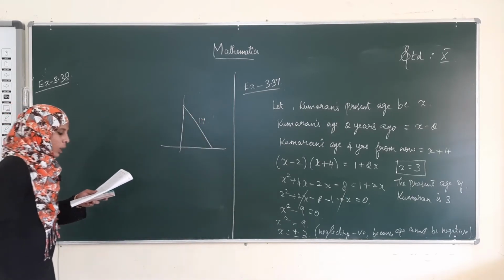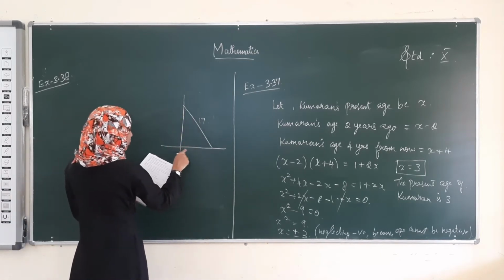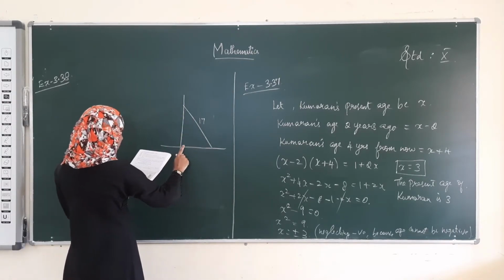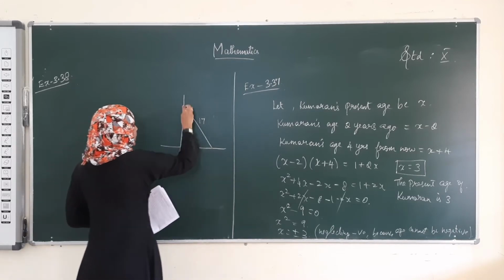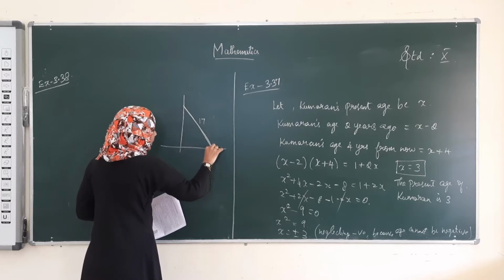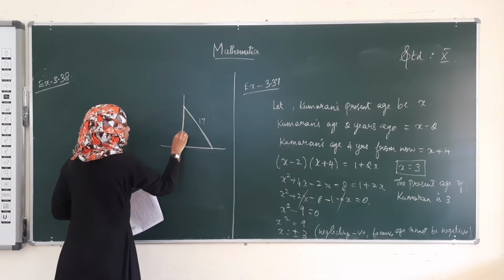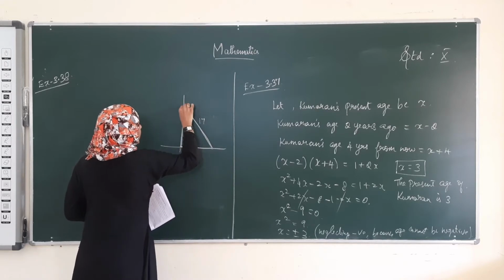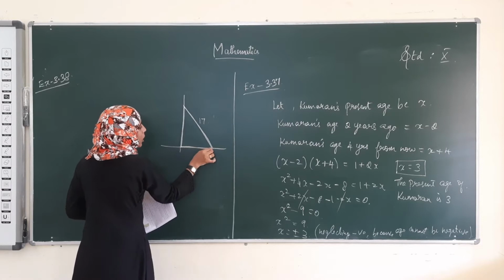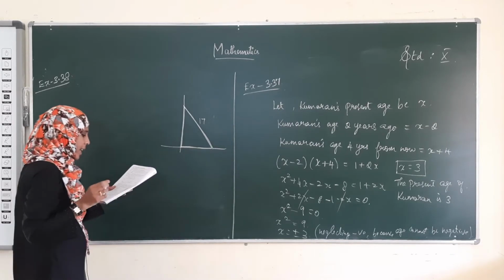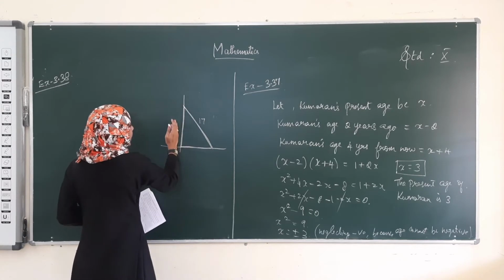The ladder, the vertical wall, and the floor from the bottom of the wall to the bottom of the ladder form a right angle triangle. This alone forms a right angle triangle. So, we have to find the height of the wall.